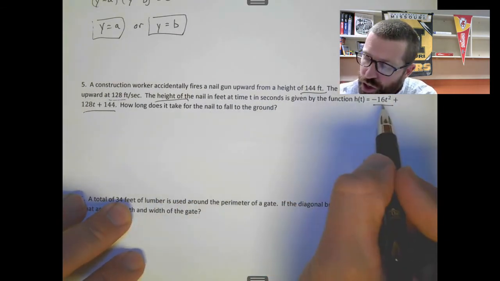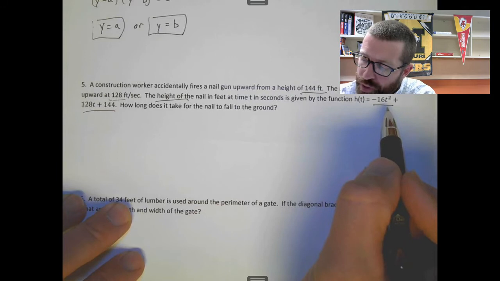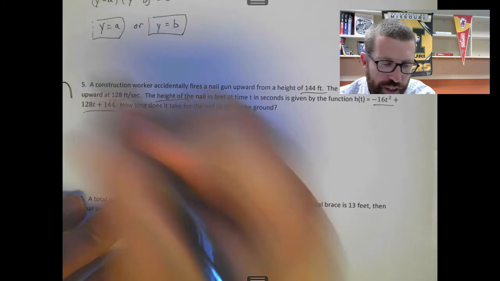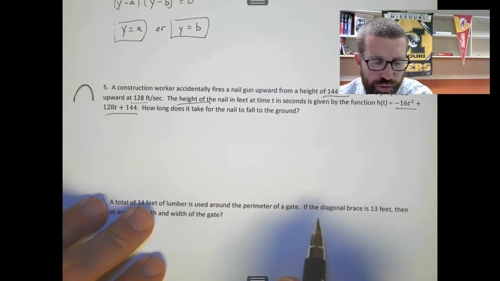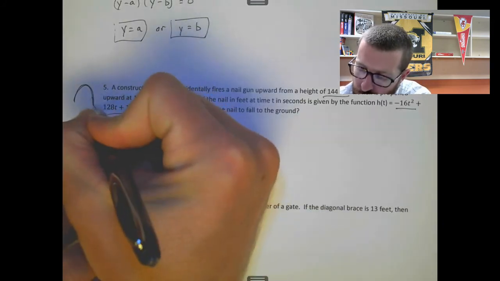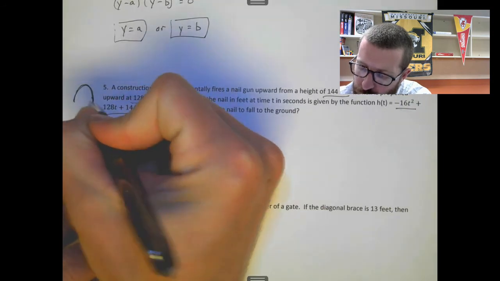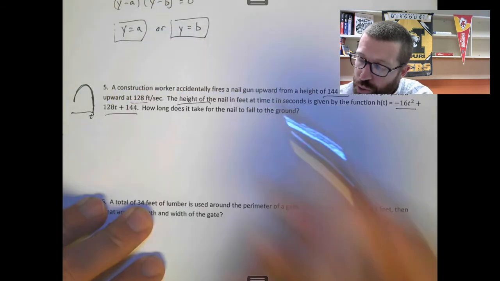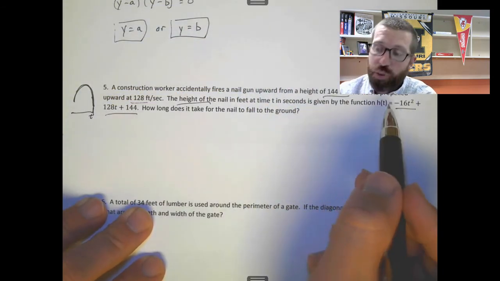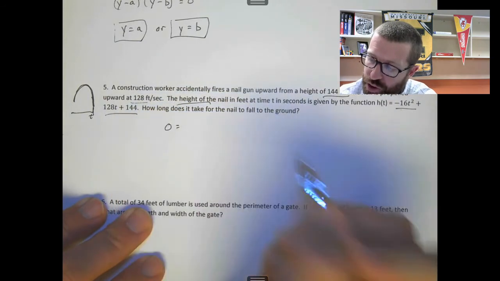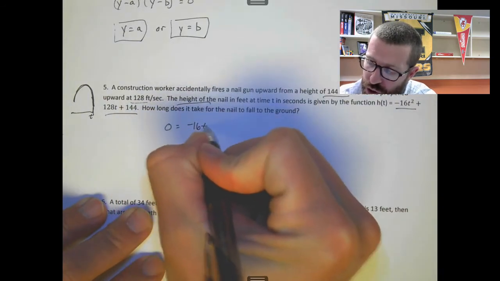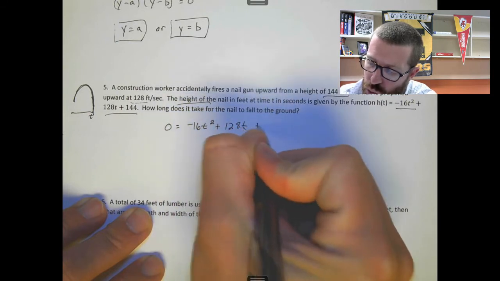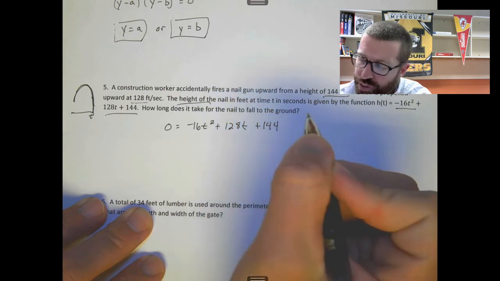So notice this function is quadratic, and so we have this idea of a parabola. Now it's going up and then coming back down. So it looks something like this on its firing point. And we want to know how long it takes to go from here over to here. We want to know t. The height when it hits the ground is 0. So we can set the whole equation equal to 0 and then solve for t, because we want to know when it hits the ground, which is when the height is 0.